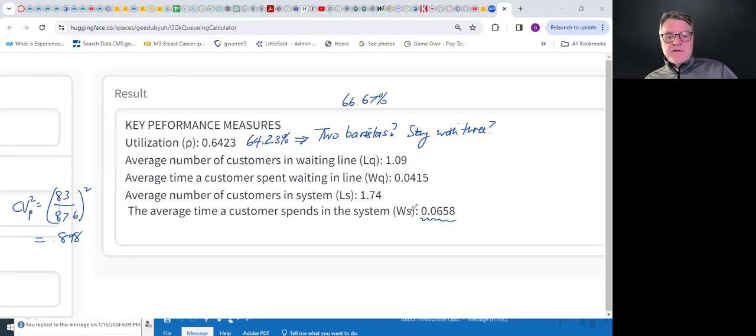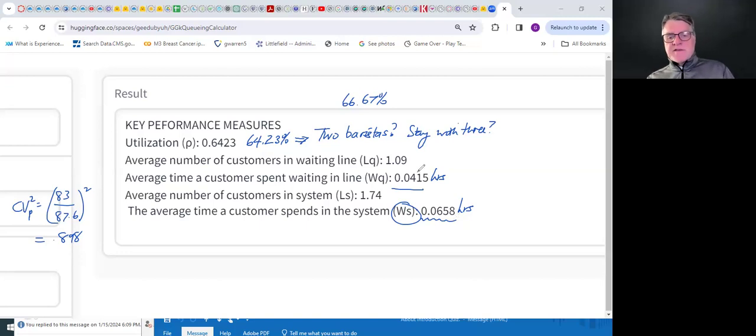Now this here, this is W sub S. So this is the time from arrival in the coffee shop to receipt of the coffee, right? And it includes the coffee making process. And this is expressed in hours. Why hours? Well, I put in the arrival rate and the service rate in hours. So your time KPIs, in other words, the W sub Q value and the W sub S value: W sub Q is the time waiting for your order to start, and W sub S is the time waiting for the order to start plus the time making the order. Those are going to be expressed in hours.